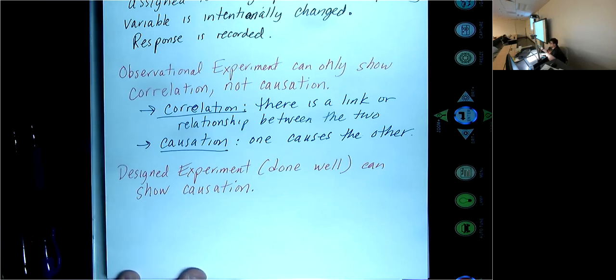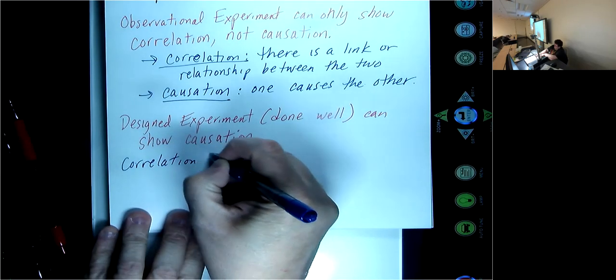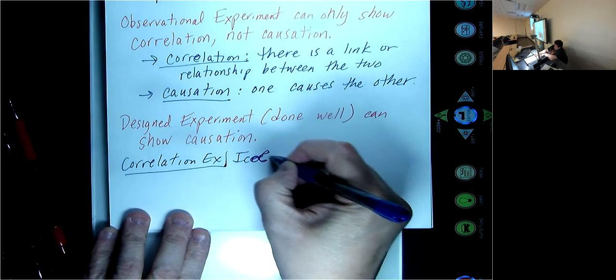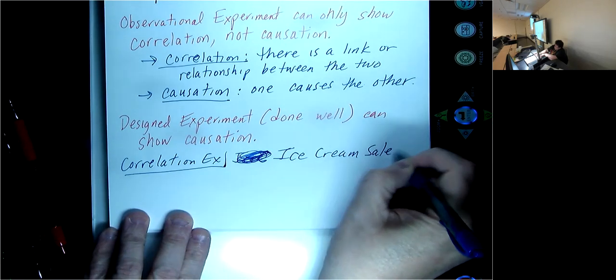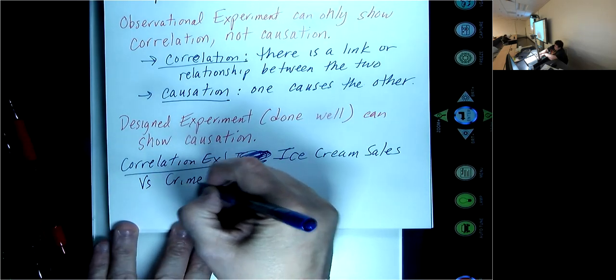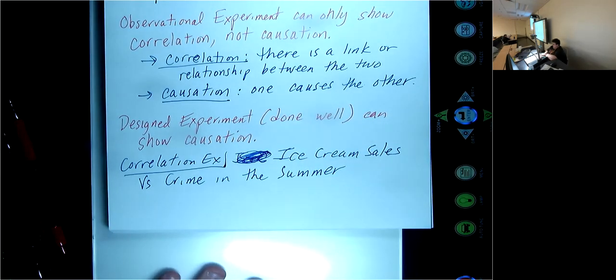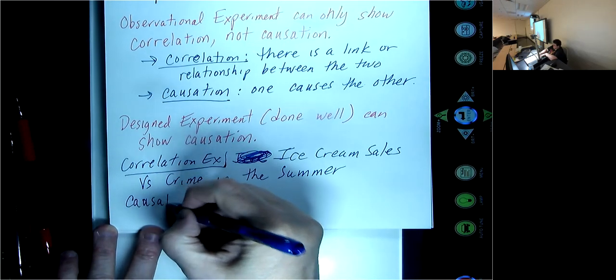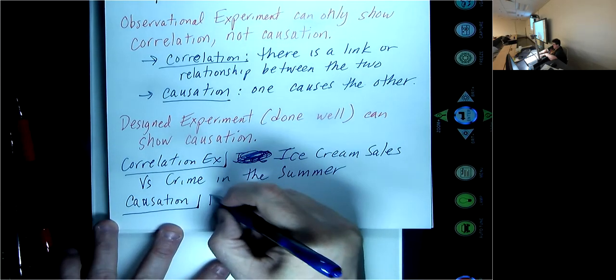Well, that's a good example of correlation. An example of causation, maybe I'll write that down. So correlation example: ice cream sales versus crime in the summer. And if you wanted to look at one with causation, like a double blind experiment with a placebo.